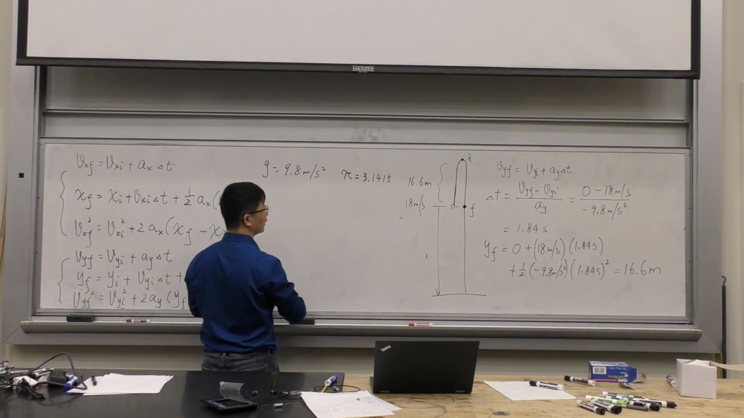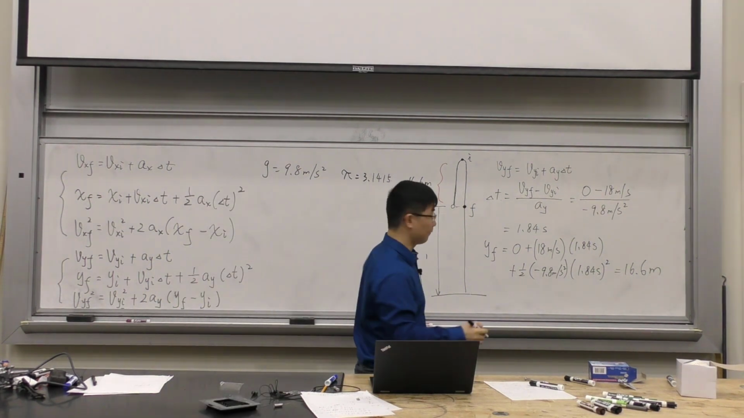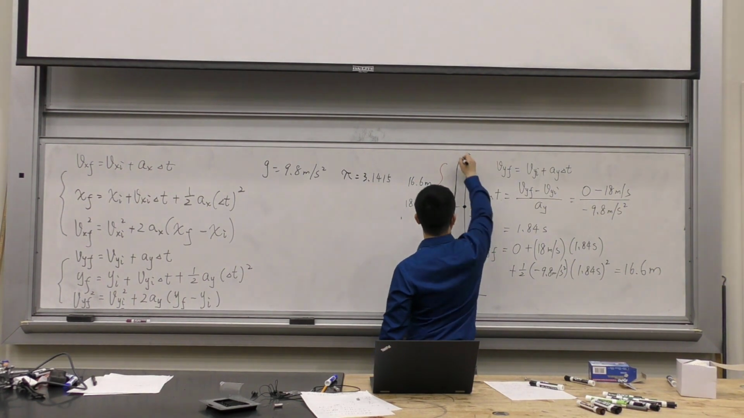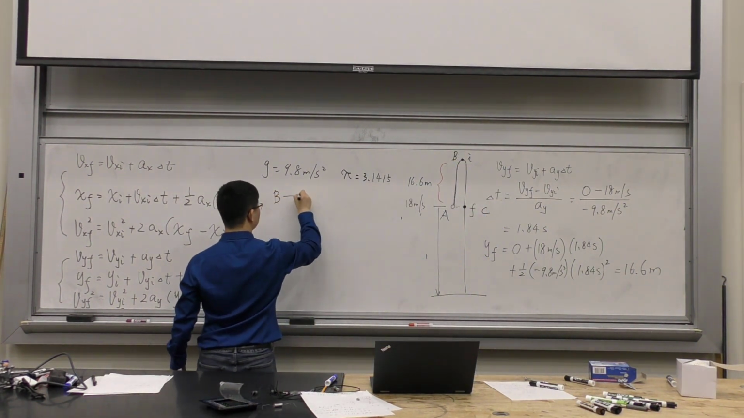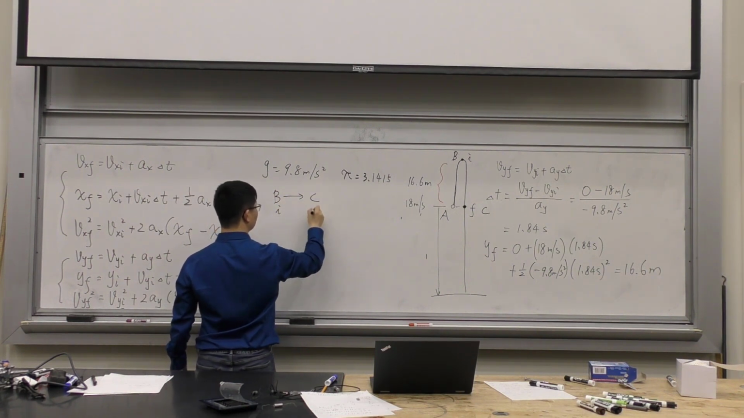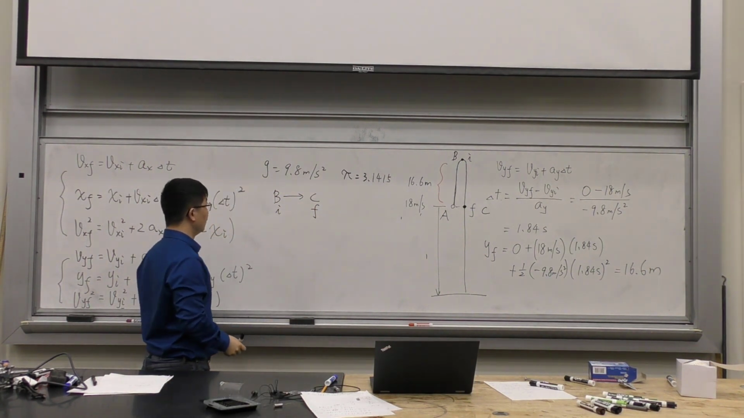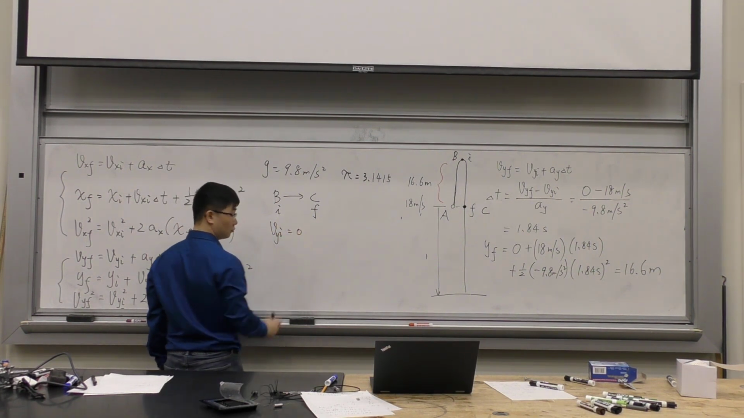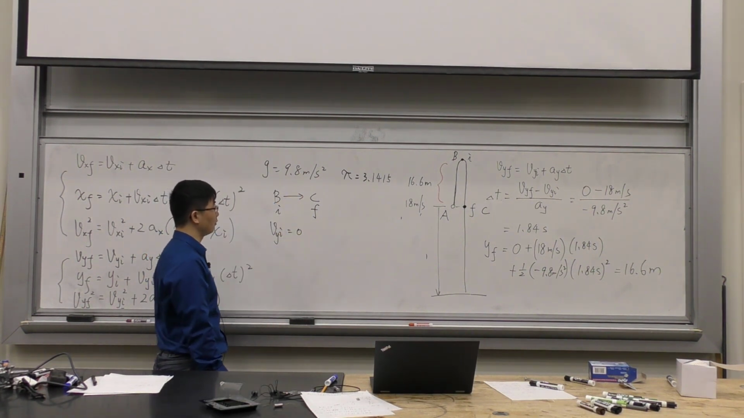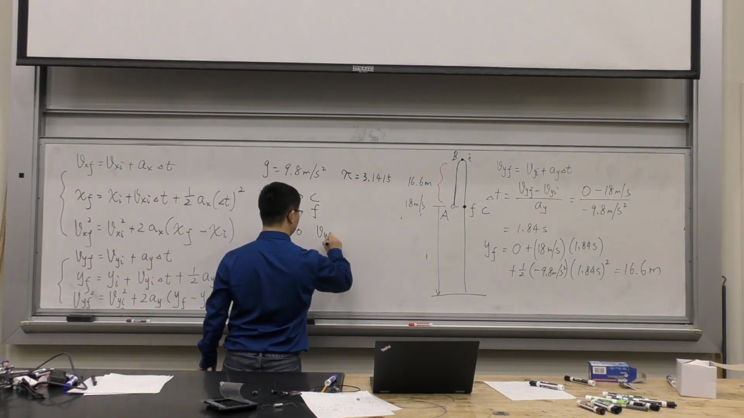Now I'm going to label these points. The problem says, let's call this A, B, C. So now I'm interested in the process from B to C. Of course, B is my initial, C is my final. The initial velocity is going to be 0, right? Because that's point B, that's the very top. I'm looking for the final velocity at the bottom.